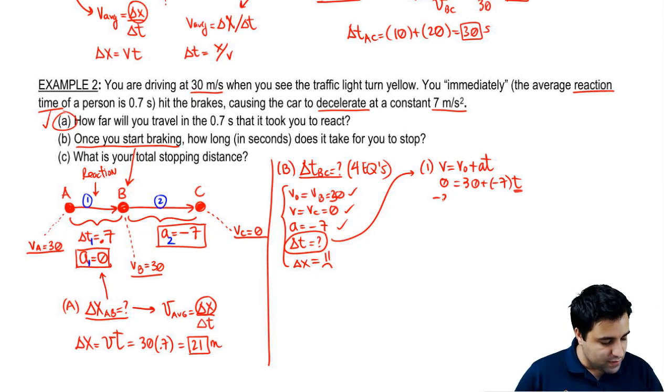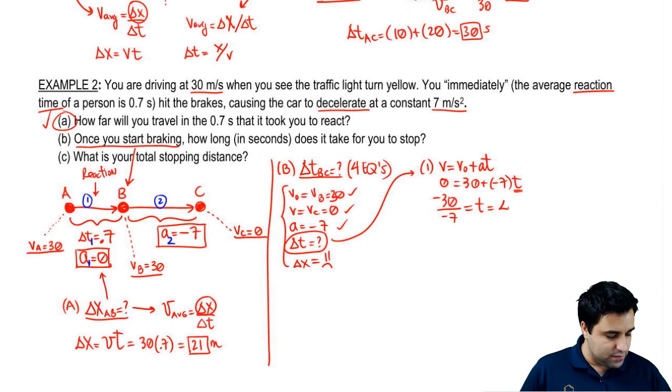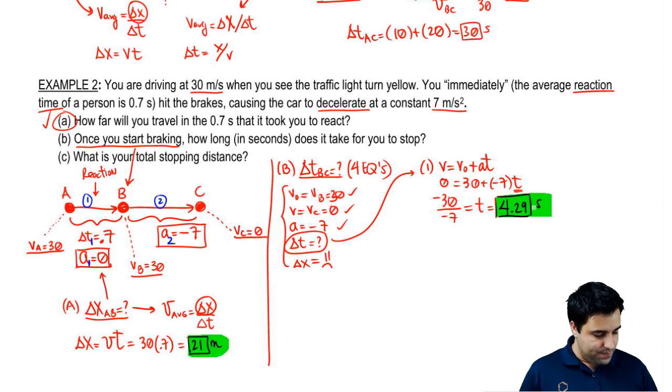I can move the 30 to the left, it becomes negative. Then I divide both sides by 7, and I get that time is 4.29. So my time is 4.29 seconds. And that's the answer that we were looking for. Okay, so A, B, that's the time there.